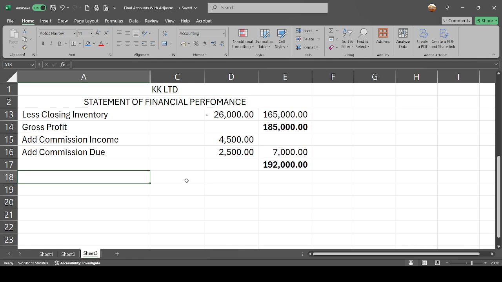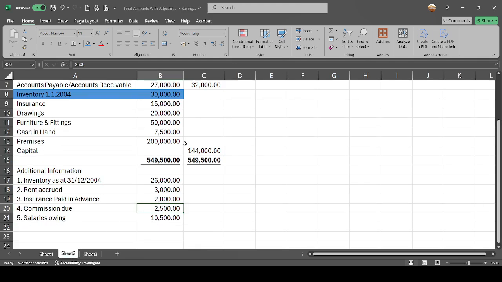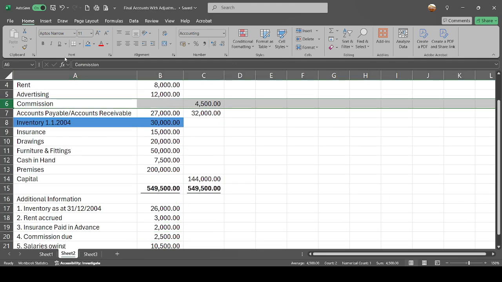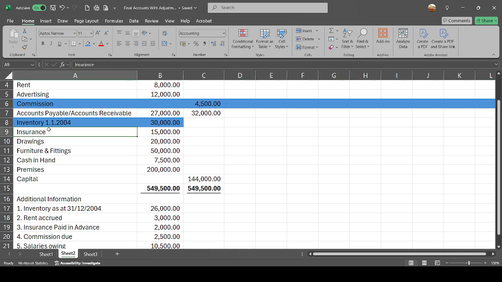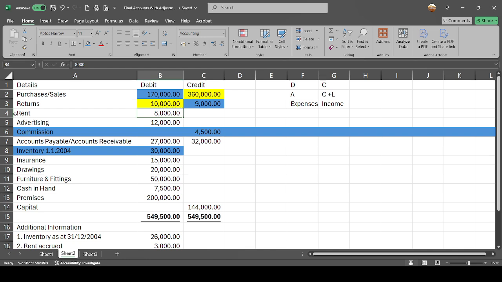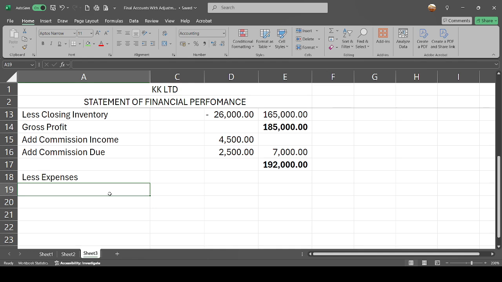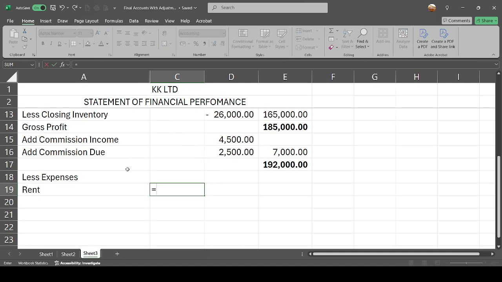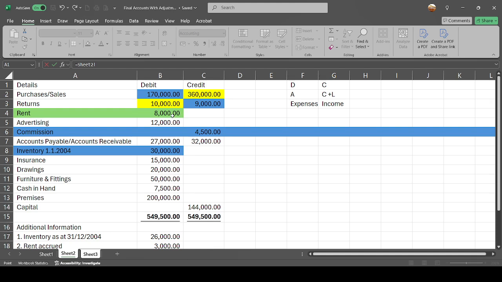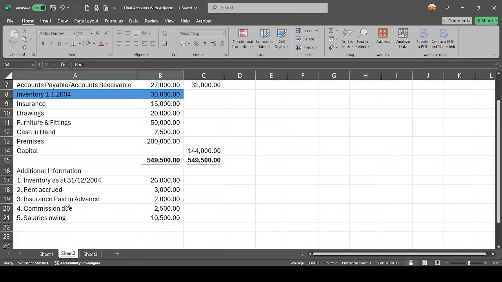So this 192, we say less expenses. So the expenses that we have over here, let me just get to our trial balance. Then expenses, so our first expense from here, one of them is rent. Let me use another color to pick them up. So we have rent as the first expense. So we come over here and we say rent, and our figure for rent there is 8,000.